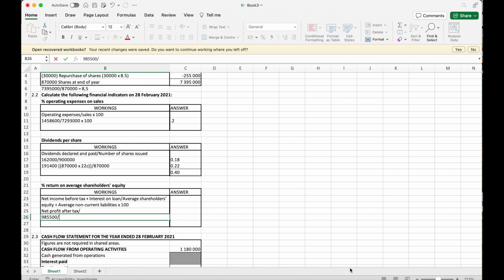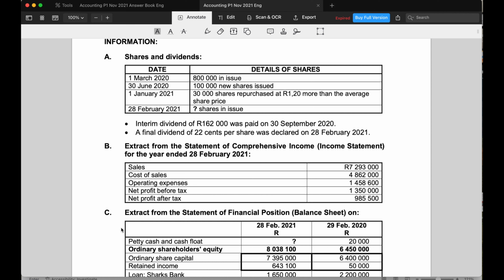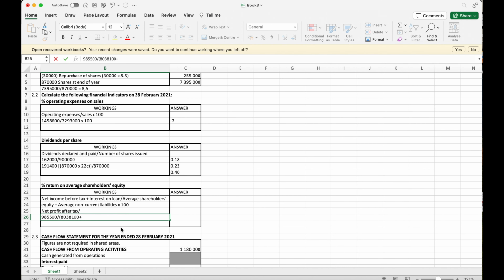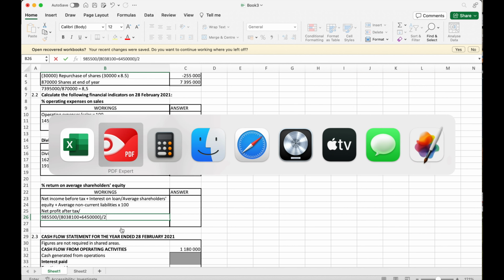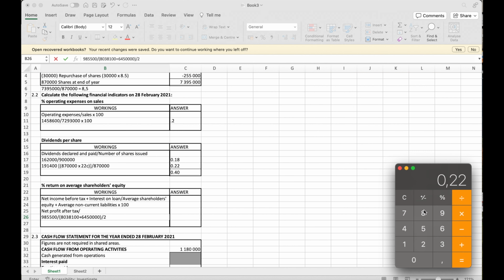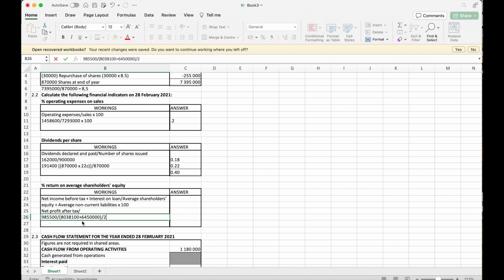985,500 divided by average shareholders' equity, plus 6,450,000. And then that must be divided by 2 so that it indicates that it is an average. And when you use your calculator there, let's add this together. 8,038,100 plus 6,450 million equals, divide by 2 equals 7,244,050.